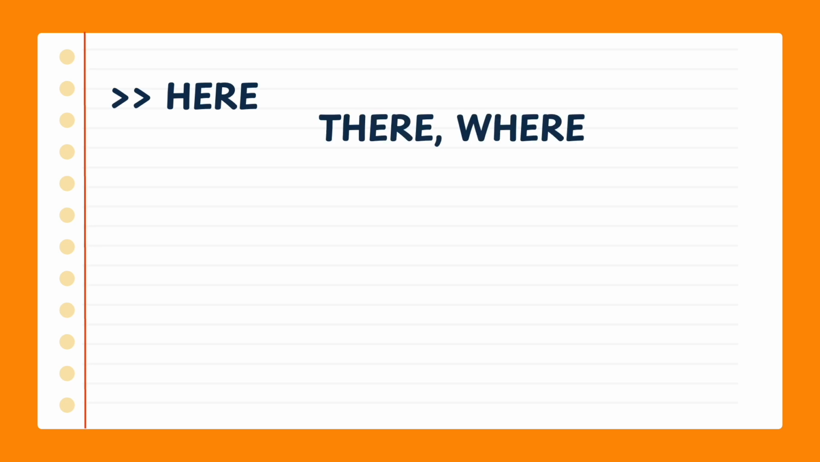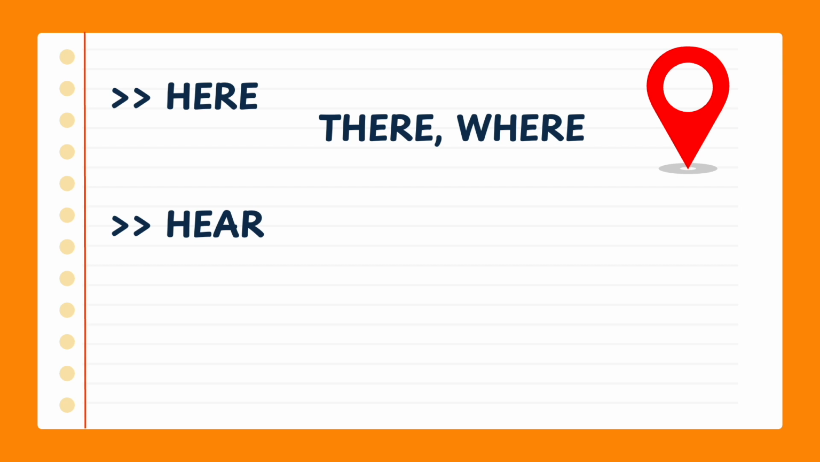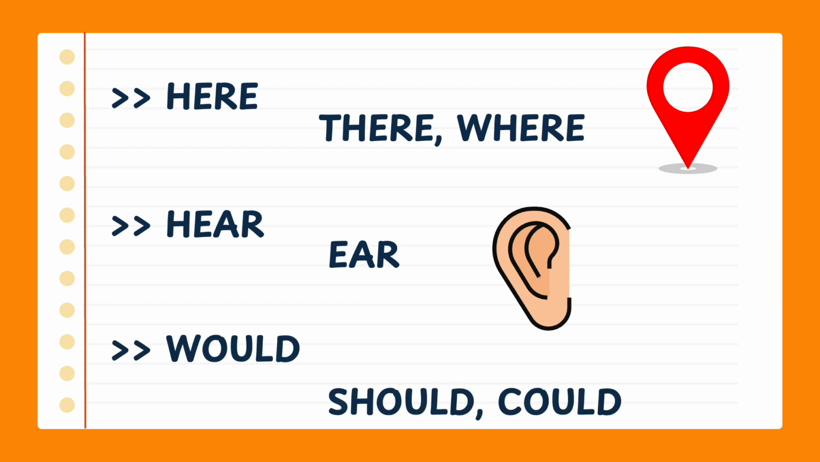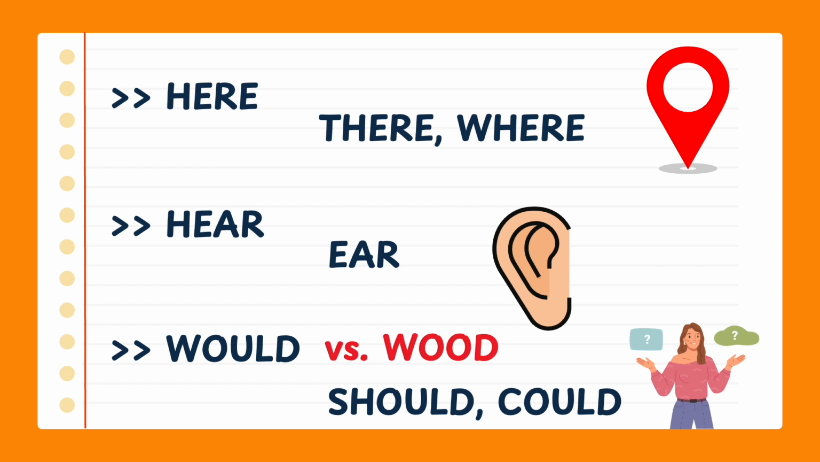For instance, these examples may help. Here, link to words like there or where, as they are all words that denote position. Hear, it's easy to link to the word ear, as you hear with your ears, which is almost spelled the same. Would, link to should and could, as they all share similar spelling patterns and are all auxiliary verbs that express possibility, as opposed to the spelling of its homophone, wood.